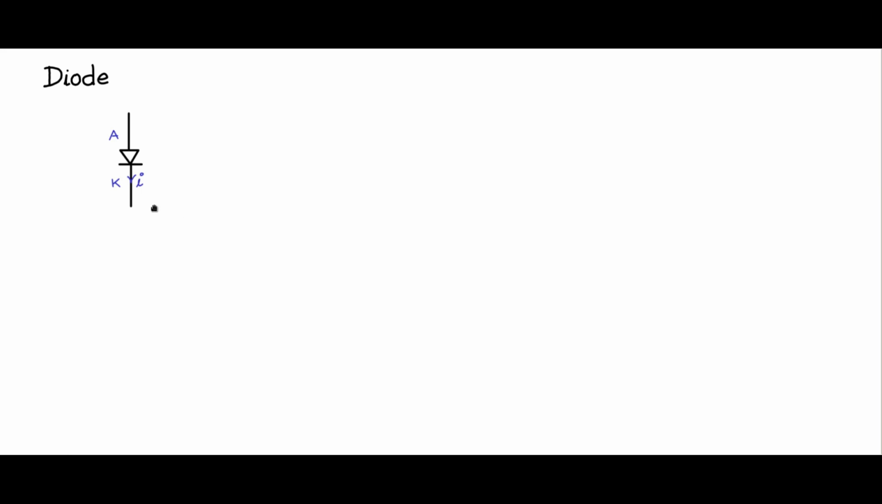We are interested in two parameters: the power current flowing through the diode, I, and the voltage across the diode, VAK. So these are the two parameters that will come into the picture. Observe that there is no control terminal, and therefore this diode is an uncontrolled switch.